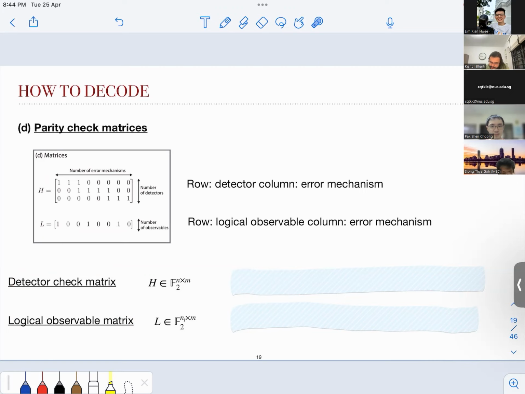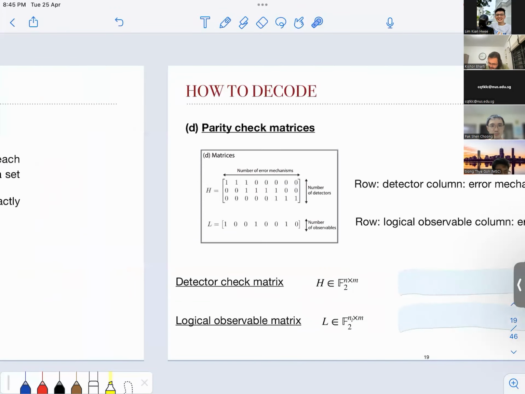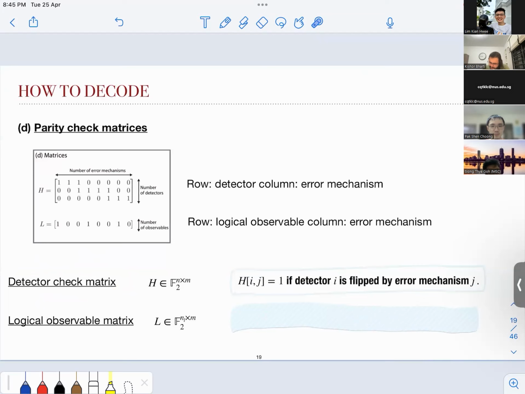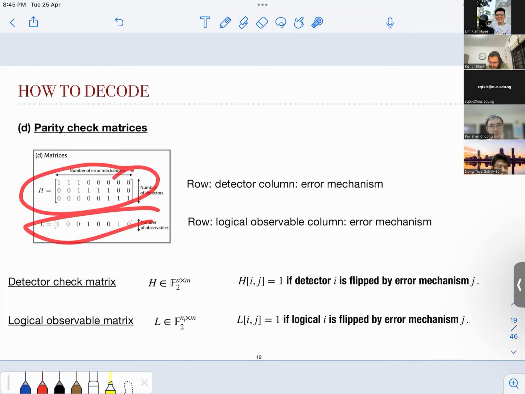So in your detector check matrix, the row is basically detector and the column is basically error mechanism. Similarly, in the logical observable matrix L, the row is logical observable and the column is the error mechanism. In your H matrix, H_ij equals 1 if detector i is flipped by error mechanism j. Similarly, for the logical observable matrix, it's 1 if logical i is flipped by error mechanism j, and 0 otherwise. So you get these matrices H and L.